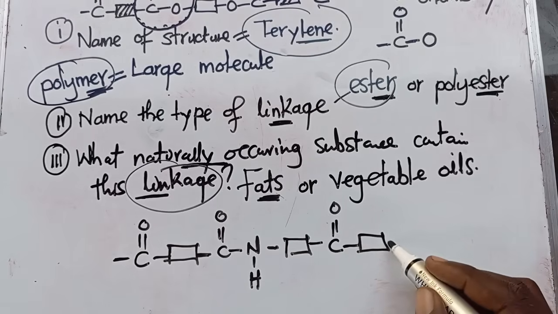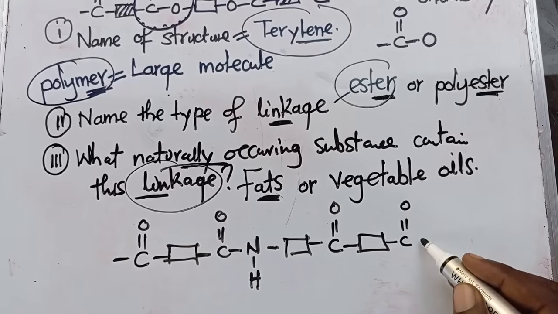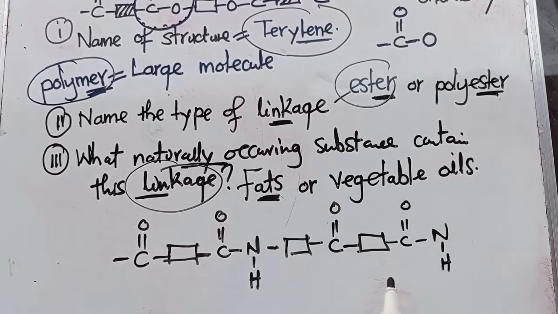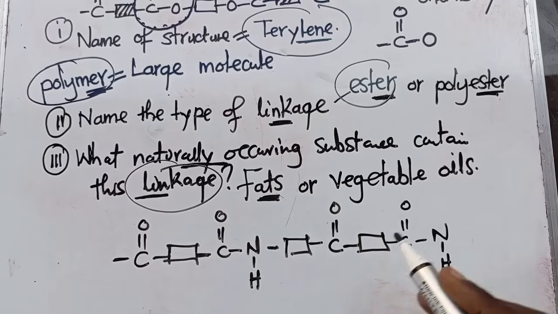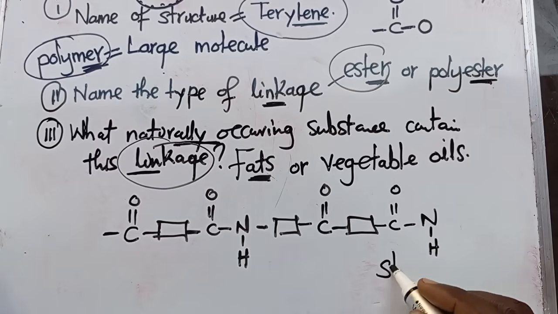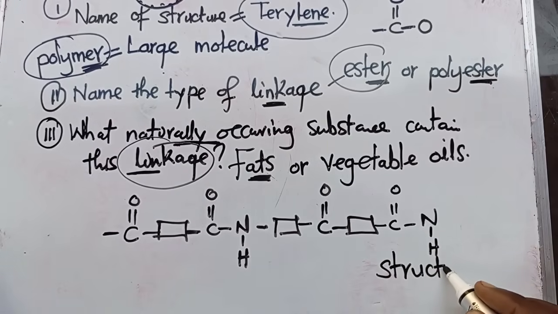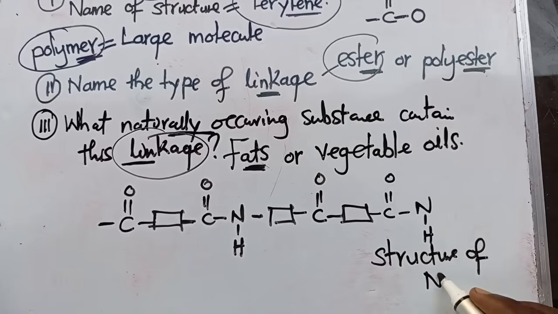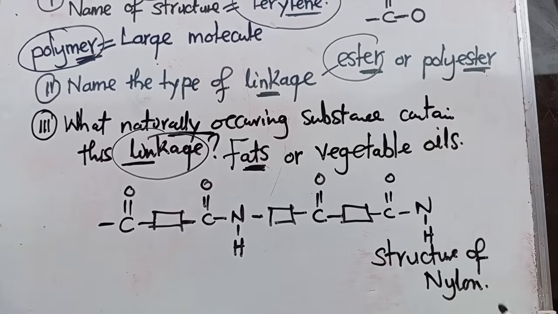Okay, we've got C, double bond, we've got N there. Then we've got something that looks like this. Have you seen the way this structure is? This is the structure of a nylon. That is just the structure of a nylon.